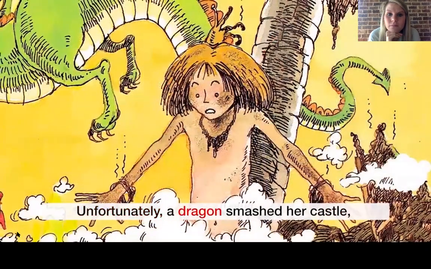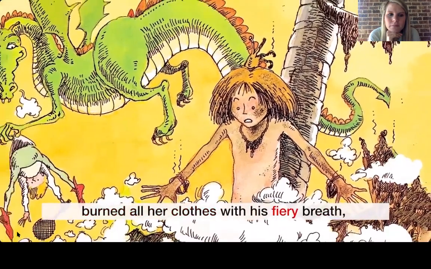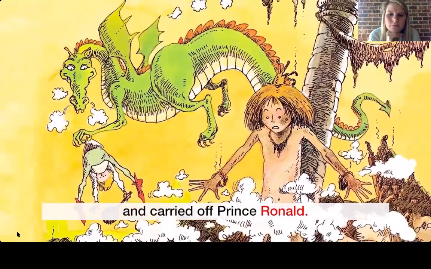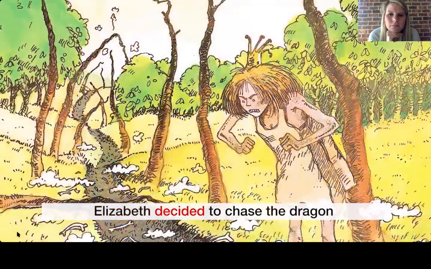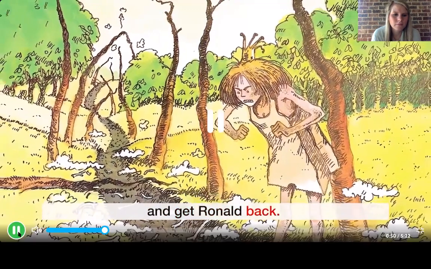Unfortunately, a dragon smashed her castle, oh no, burned all her clothes with his fiery breath, and carried off Prince Ronald. Elizabeth decided to chase the dragon and get Ronald back.